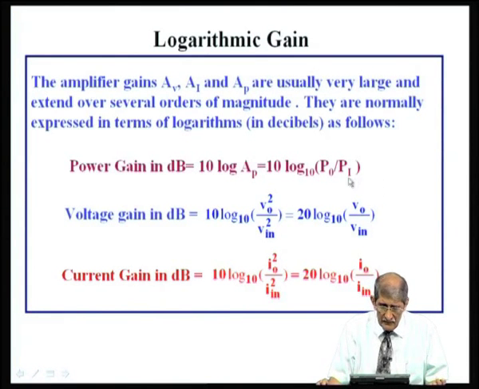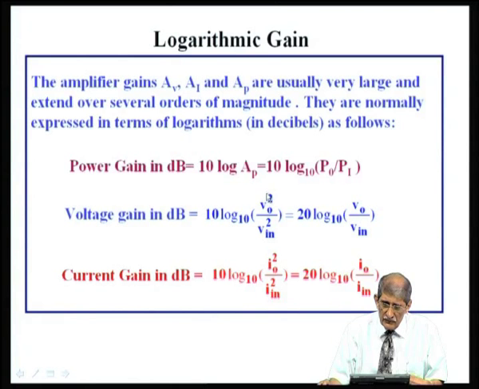So, do not get perturbed if someone tells you I have 60 dB power gain. This means the 10 is there and the logarithm term is 6, that is, P naught by P in is equal to 10 to the power of 6. Log to the base 10 of 10 to the power of 6 is 6. So, 60 dB means 10 log 10 to the power of 6. So, the gain is 10 to the power of 6, and you call it 60 dB power gain.